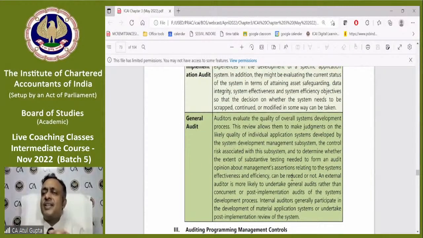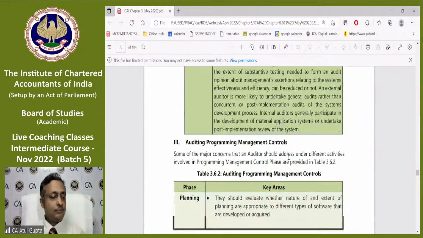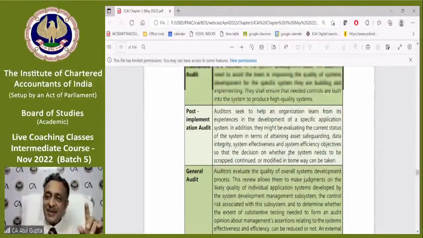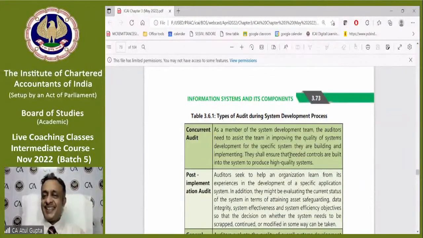Then general audit. General audit could be for specific systems, specific purposes, not dedicated to a purpose like concurrent audit and post implementation audit, which have a defined objective. A general audit you can define, for example, one you can do is an audit of the password management system, how well it is being done. So that can be a general audit. I'll allow you to guess. Okay, let it be an exercise to do.